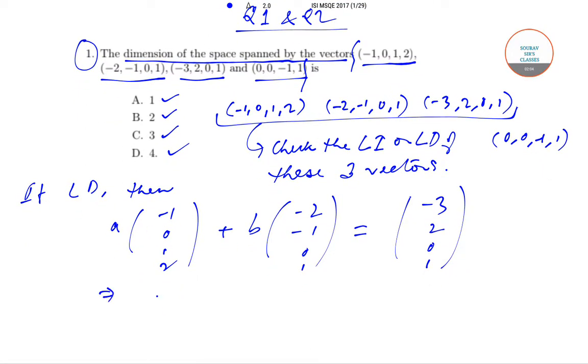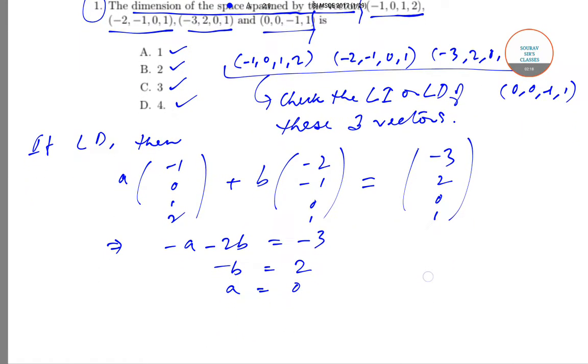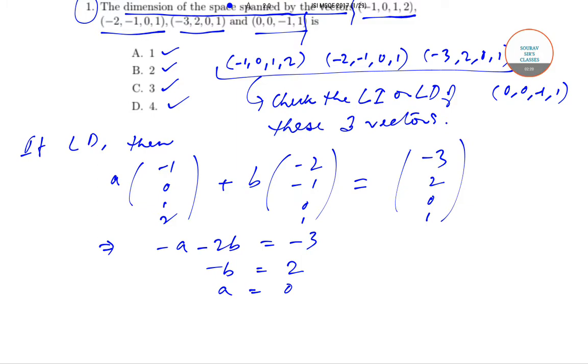-A - 2B is equal to -3. The second will be -B is equal to 2, and then A is equal to 0, and then 2A - 2B is equal to 1. This is the third part. So as you can see, this implies that B is equal to -2.